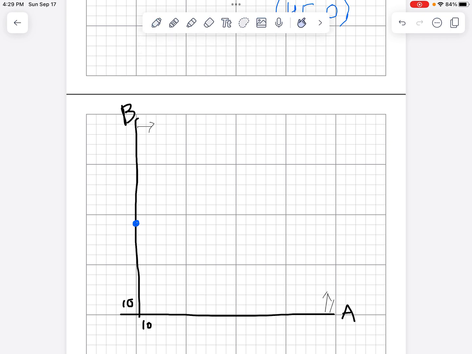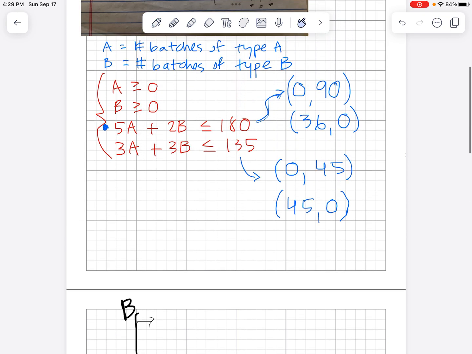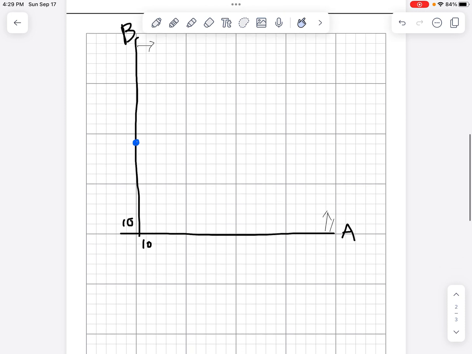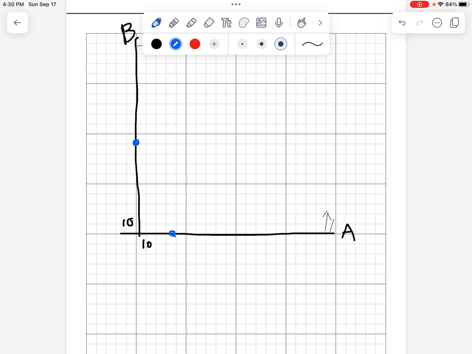And then I'll look back. Its other intercept is 36, 0. So note, this is going to be a bit of a challenge. So 36 would be about right there. And I want to now connect those intercepts. And so there I have the line, but just as always with inequalities, I need to shade.